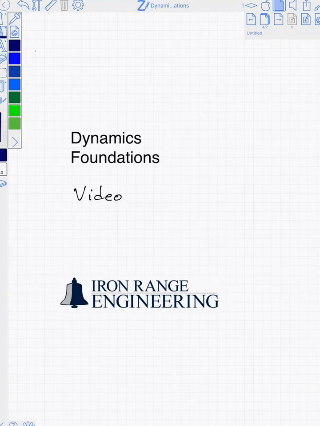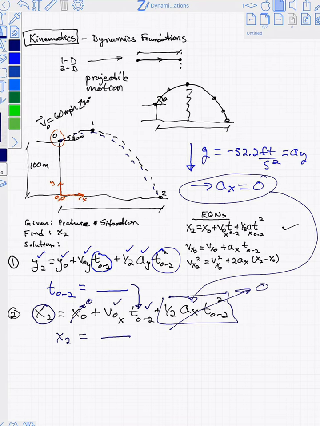This is video 4. In video 3 we did part 1 of a kinematics problem, and now we are going to finish that problem. In this problem we're looking to find the position of a ball that was launched from point 0 when it gets to point 2. In other words, how long does it take to get there, time 0 to 2, and how far is that?